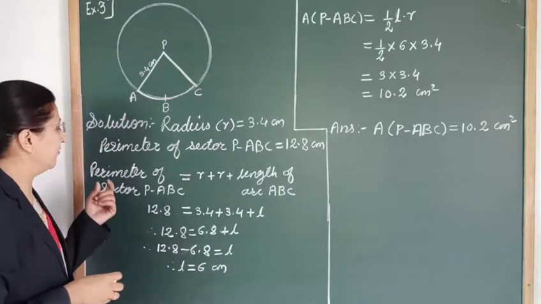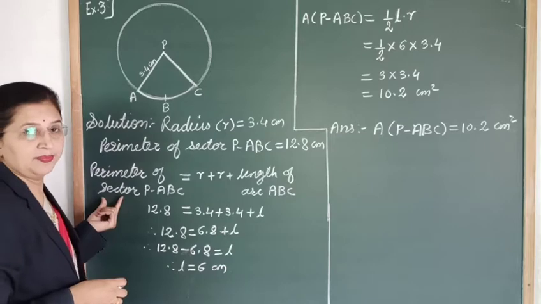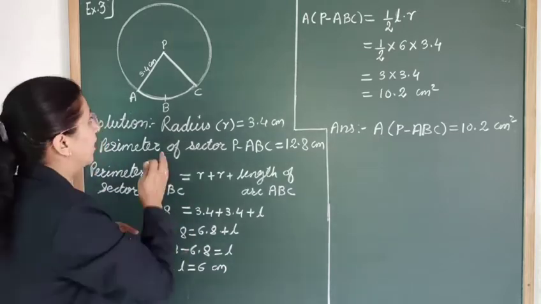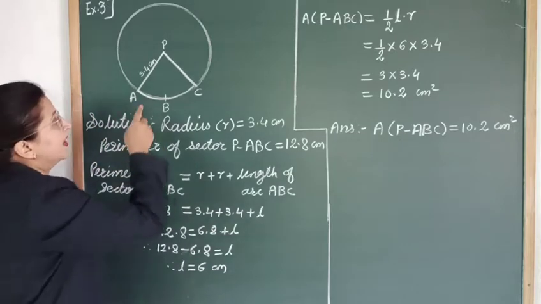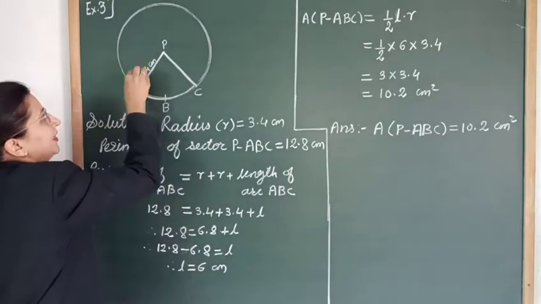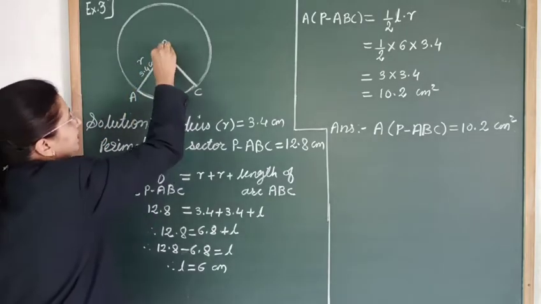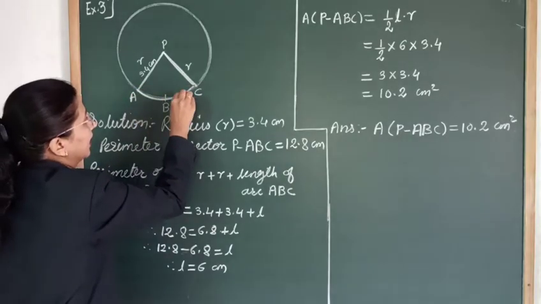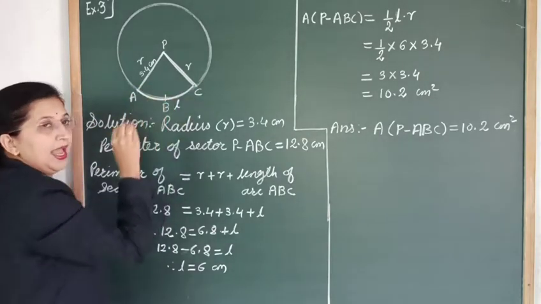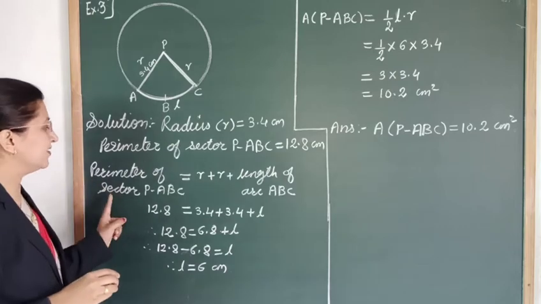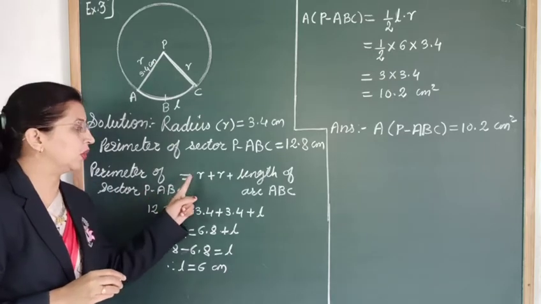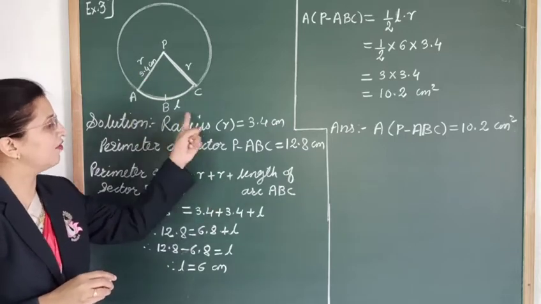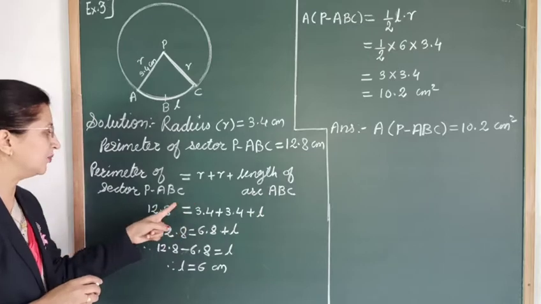Dear student, we know that the perimeter of any figure is nothing but the sum of all its sides. Now in this case, for a sector, its perimeter is nothing but PA, that is the radius, plus the other radius, plus the length of arc ABC, that is L. So the perimeter of sector P dash ABC is equal to R plus R, radius plus length of arc ABC. Now let's put the value.